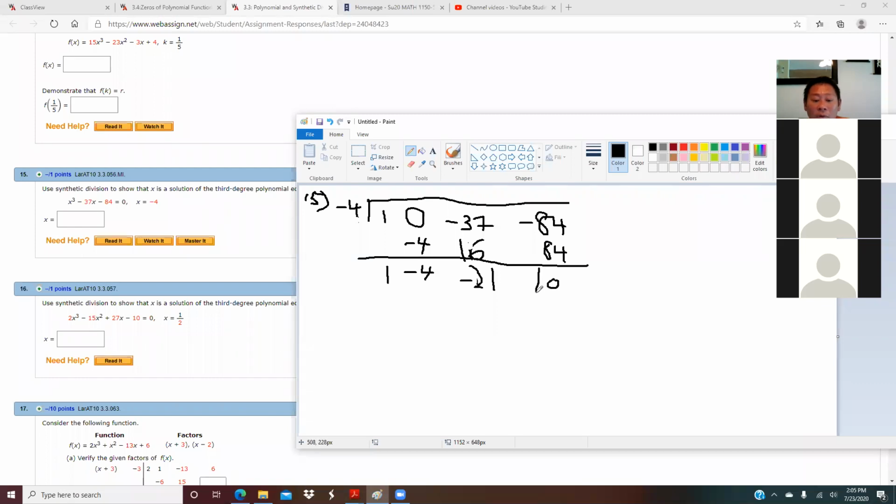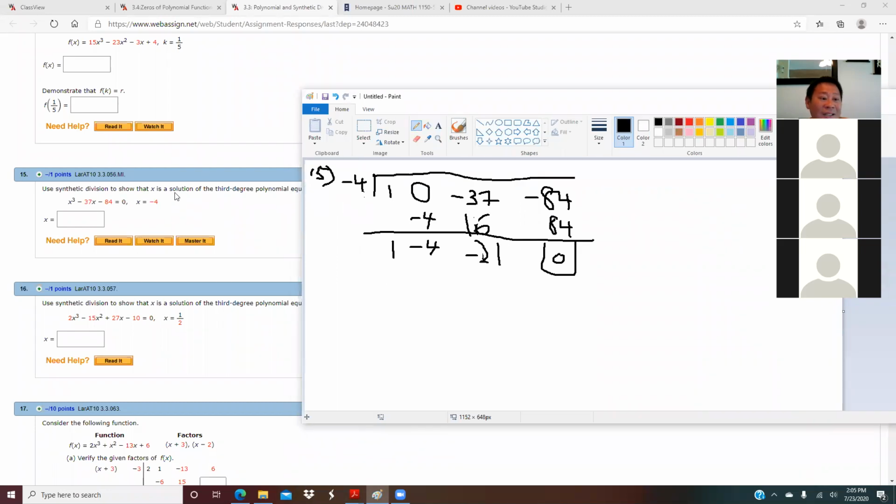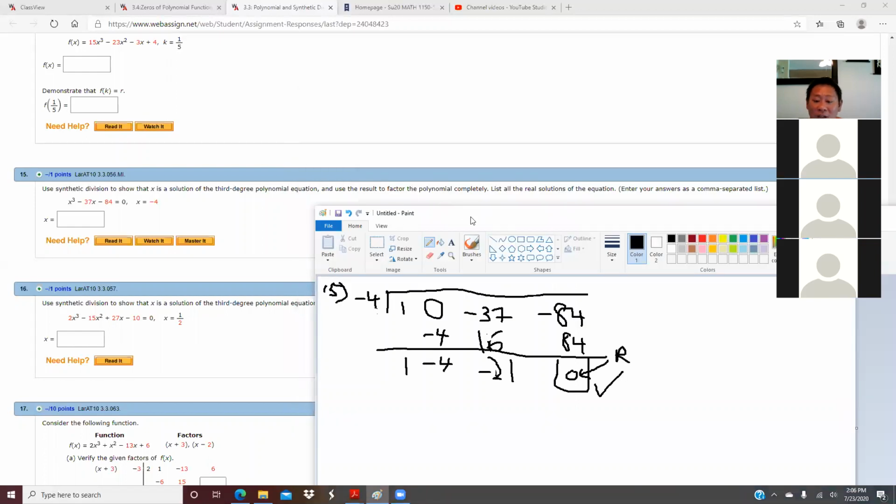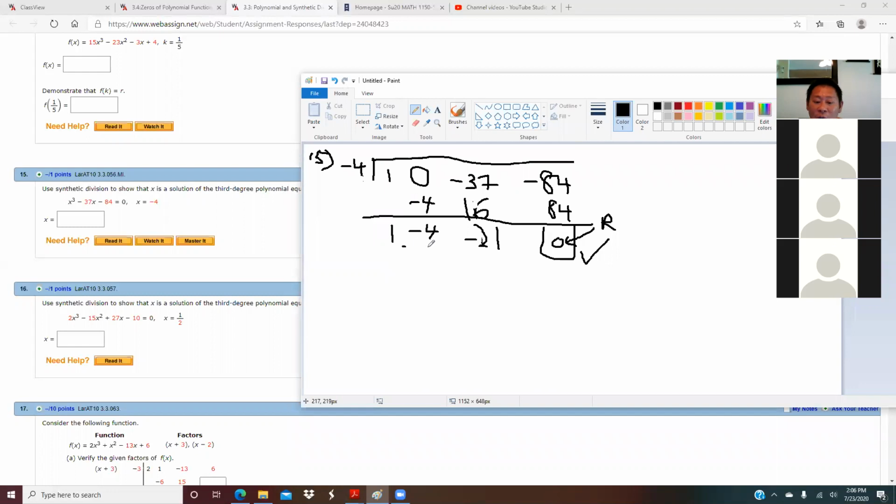So if you do question 15, they want you to show that x is a solution. This is how we show that x is a solution. So in order for us to show x is a solution, your remainder has to be 0. If your remainder is not 0, you have to recheck your work. So for question 15, 16, 17, anything above 15 here, your remainder should be 0 to show that it is a solution. Otherwise, check your work. Okay. Next, they want you to use this result to factor the qx.